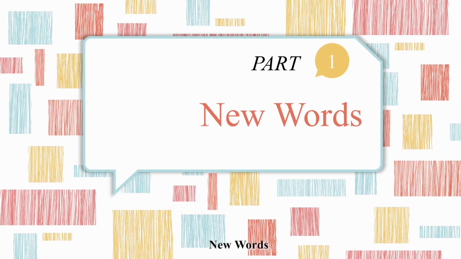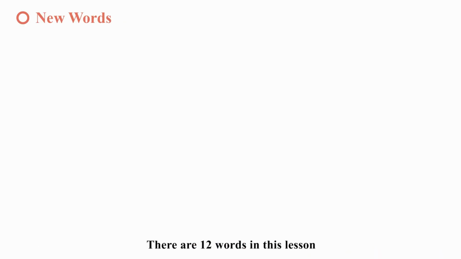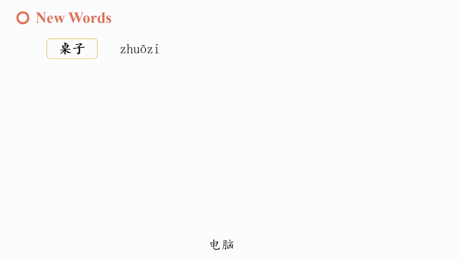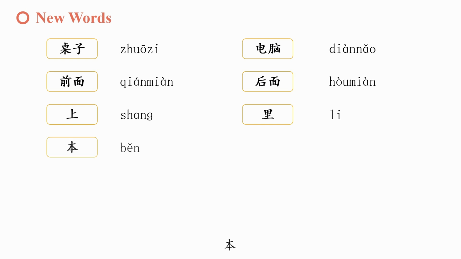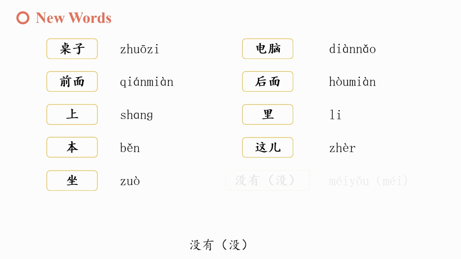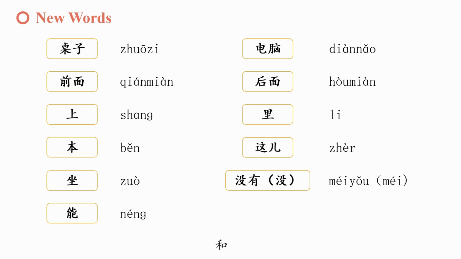Part 1. New words. There are 12 words in this lesson. Please read the words following along the audio. 桌子、电脑、前面、后面、上、里、本、这儿、坐、没有、没、能、和。 If you want to read them more times, you can repeat this part by yourself.